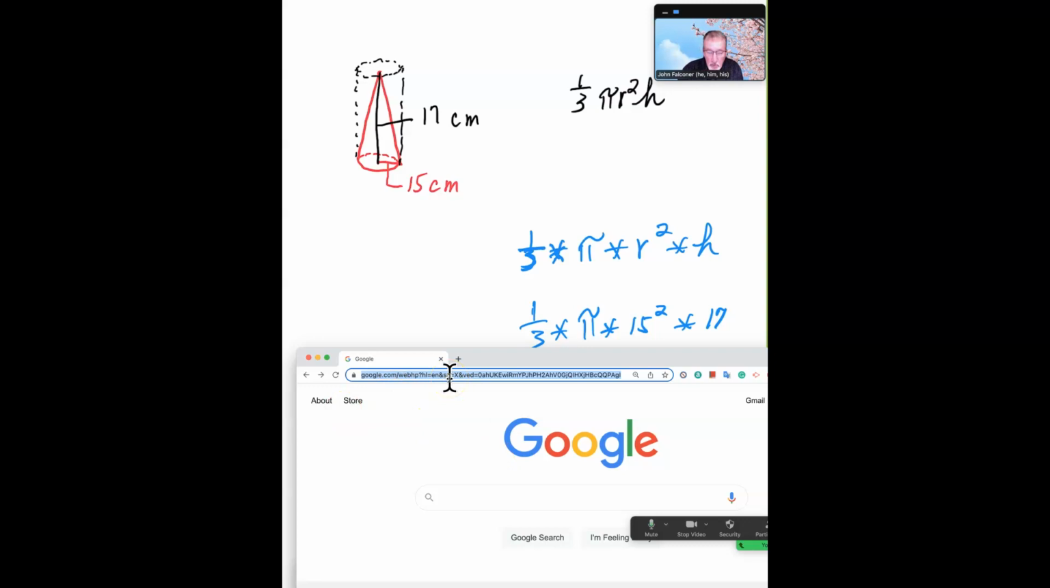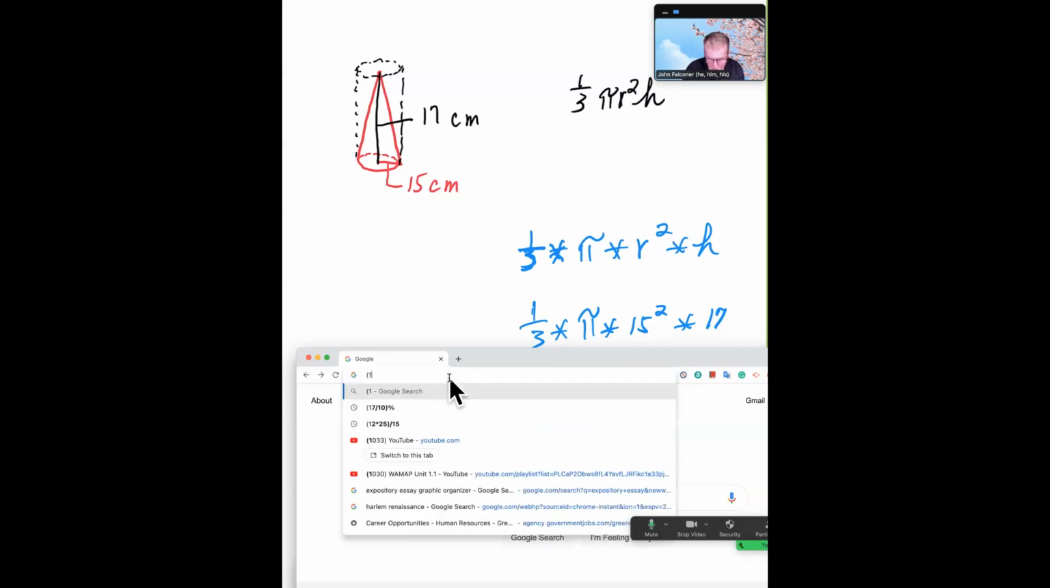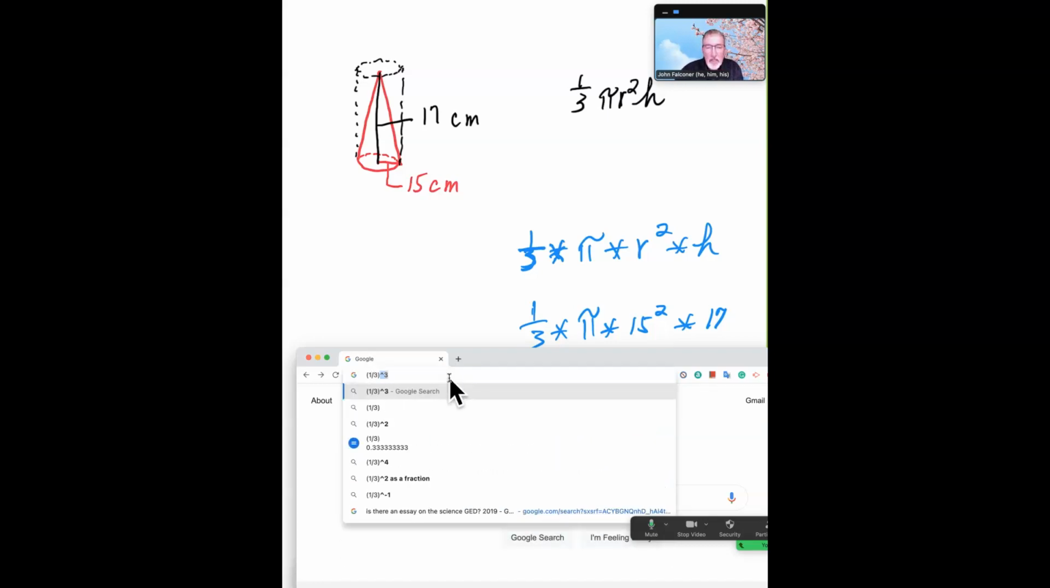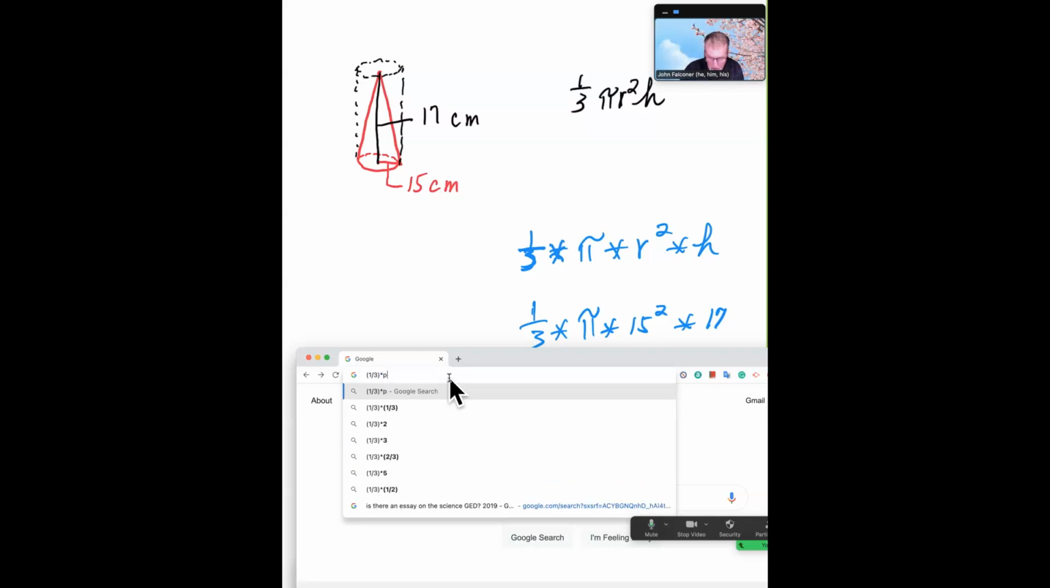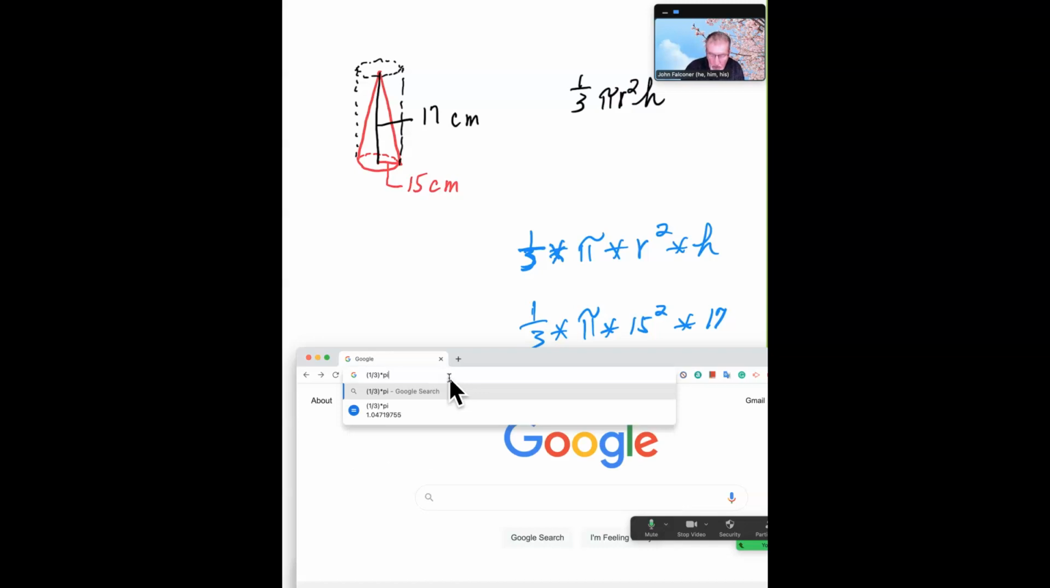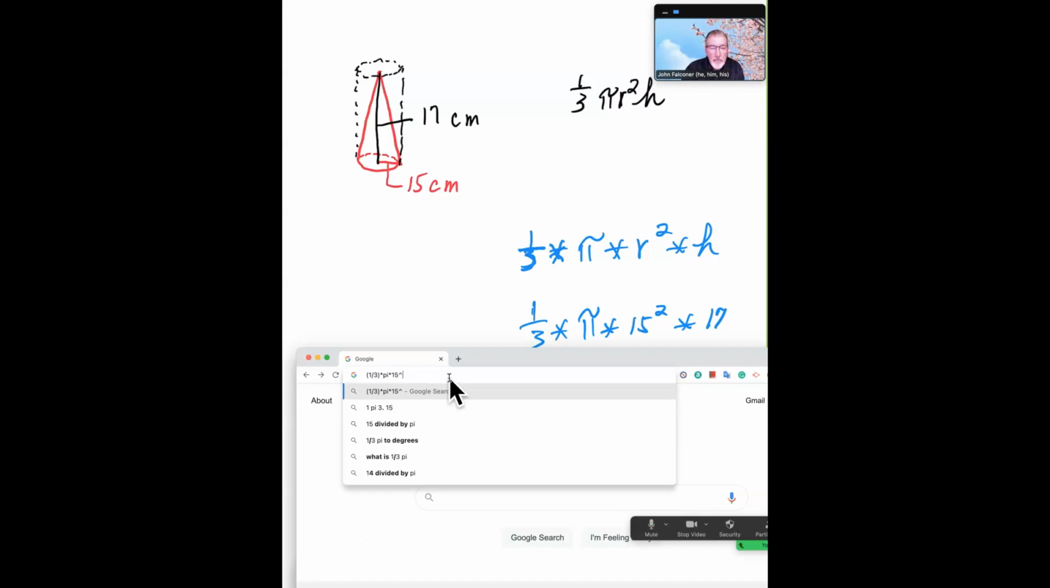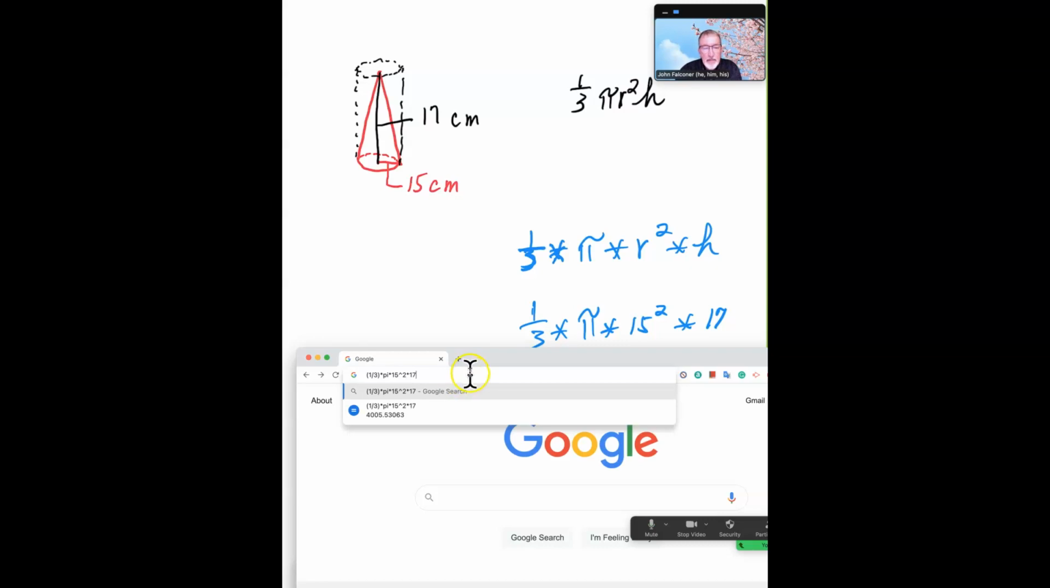All right, so we're going to just put that in. And if you use a fraction in Google, you can put it in parentheses so it knows for sure that it's a contained unit. So 1/3 times pi, just write pi, times 15, and then that caret key, so that's uppercase 6 with a 2, and times 17. All right, so I don't think we need any parentheses here.